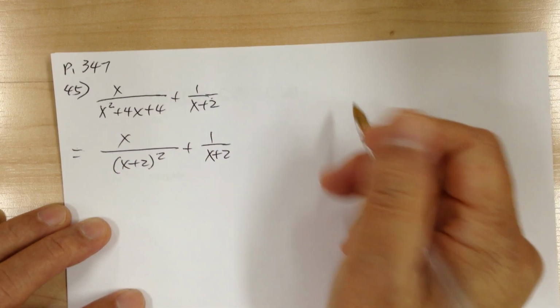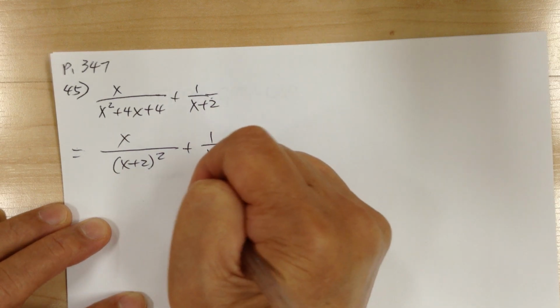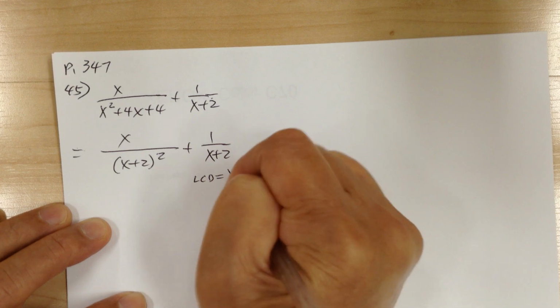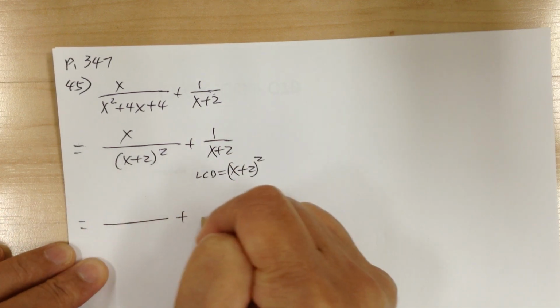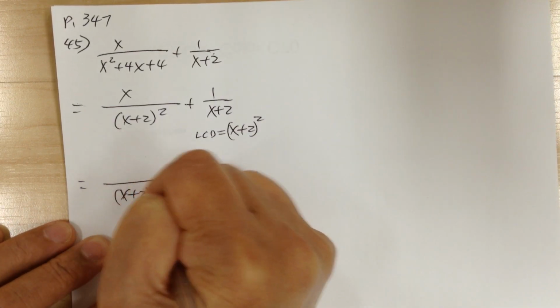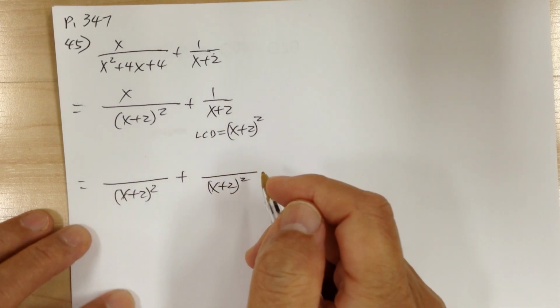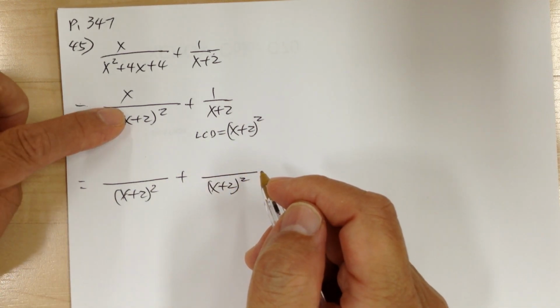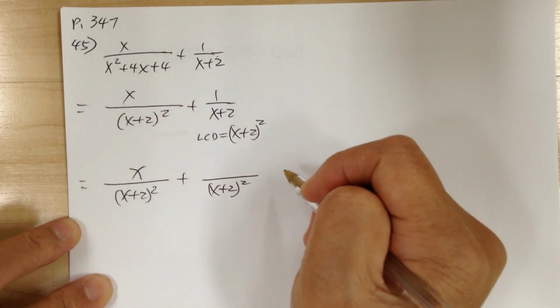Now your LCD is going to be x plus 2 squared. So get your LCD down here. That's your step 2. Step 3, you have to figure out how you're going to get from here to here. This one, you don't have to do anything, so leave it the same.